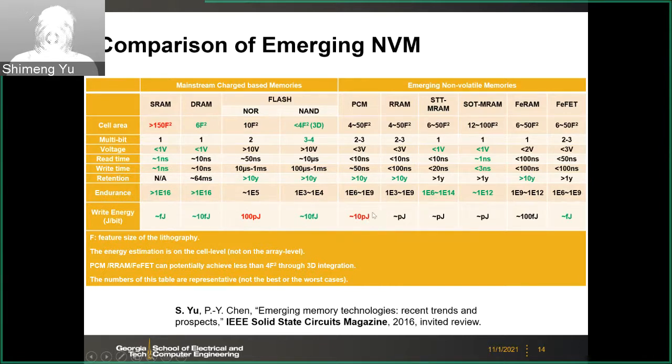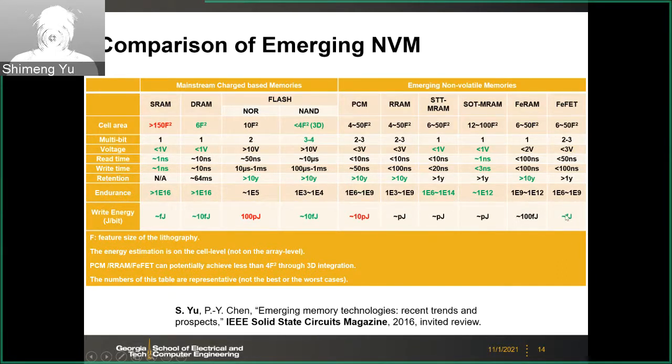The phase change memory is the worst in terms of the energy because this one relies on the temperature, and you need to heat up the material by injecting large currents. So the write energy is not good. The other memories are generally like a picojoule, and the best in the emerging non-volatile memory is the FE-FET. So this is getting close to the SRAM level.